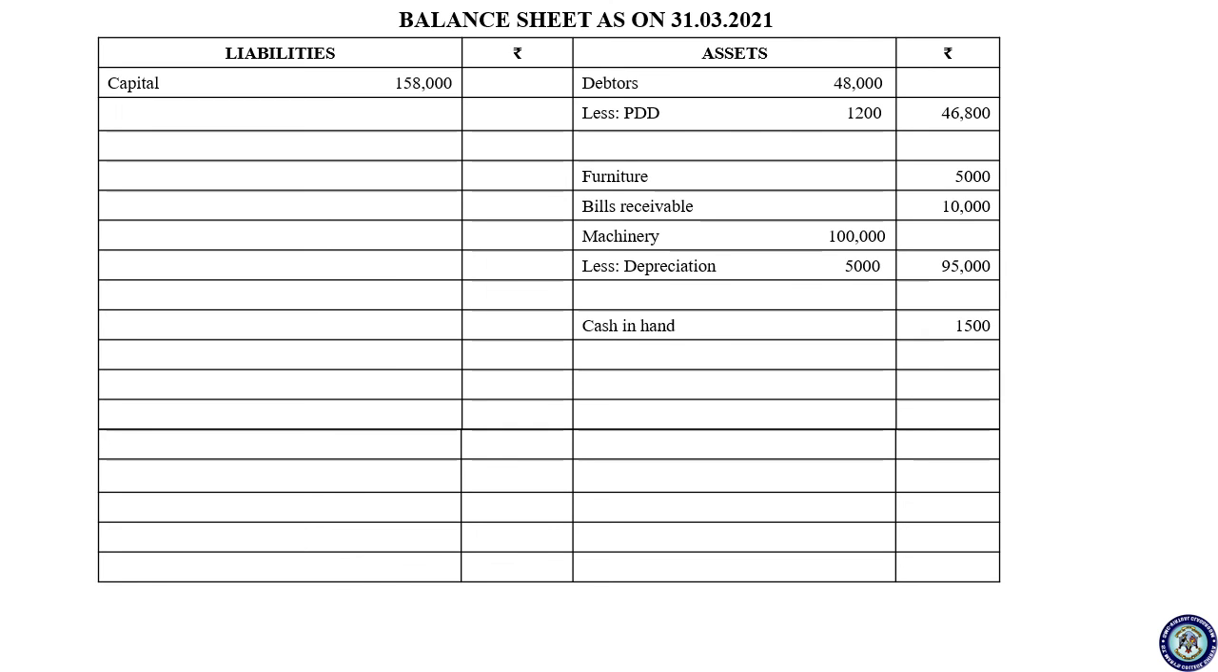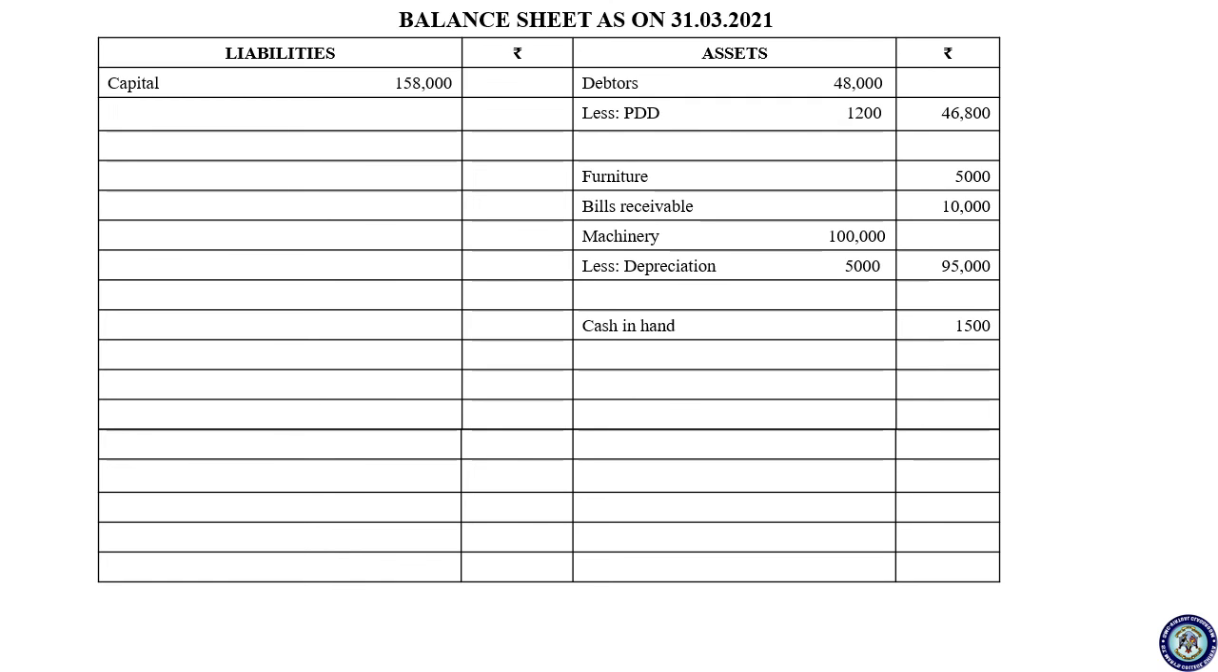But machinery, there is an adjustment, that is depreciation. So depreciation must be deducted from the machinery. So from 1 lakh, if you deduct 5,000, you will get 95,000. That is the net machinery what you get. Then cash in hand, there is no adjustment. They have given the closing balance of cash. So 1,500, that is the cash balance.